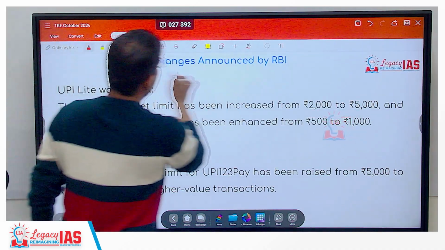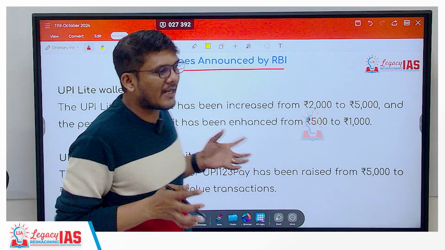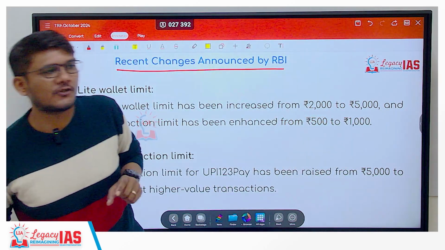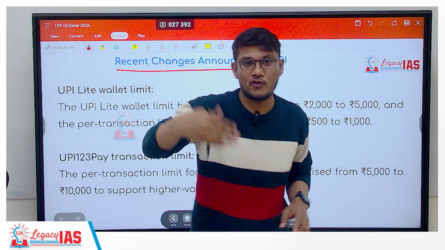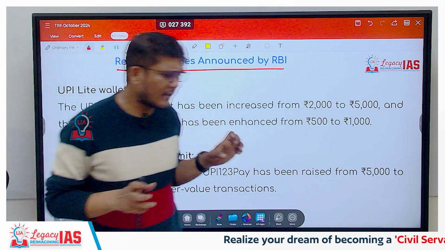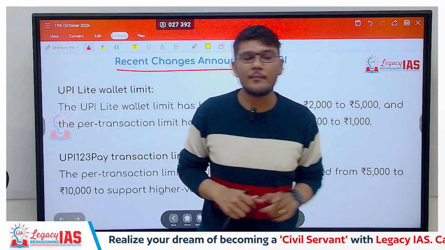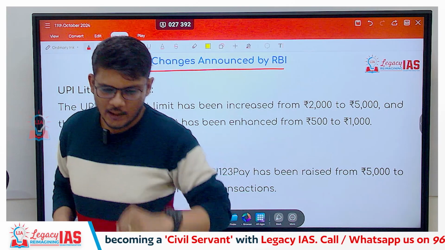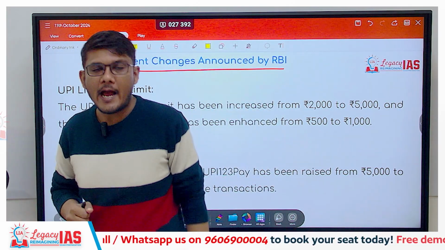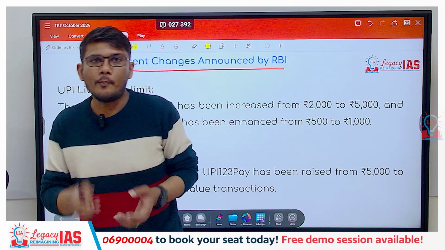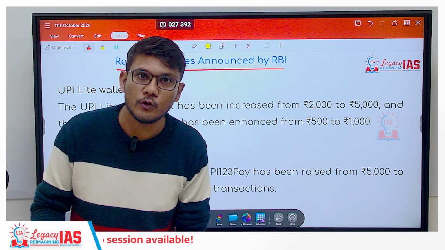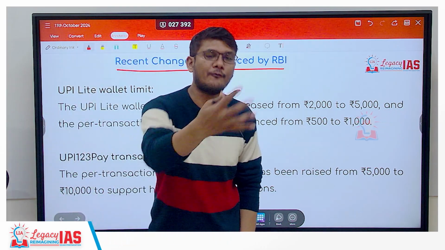What are the changes that have been announced? So as the name suggests, UPI Lite, various social media apps also have a Lite version. In fact, Swiggy has Swiggy Lite, Facebook has Facebook Lite. Now in Facebook Lite, what does that Lite mean? The Lite over there means the app will not be very heavy. It will consume less memory of your phone and it will load faster. So mobiles with less processing capacity can also run it smoothly. That is the meaning of Lite when you talk about Facebook Lite.